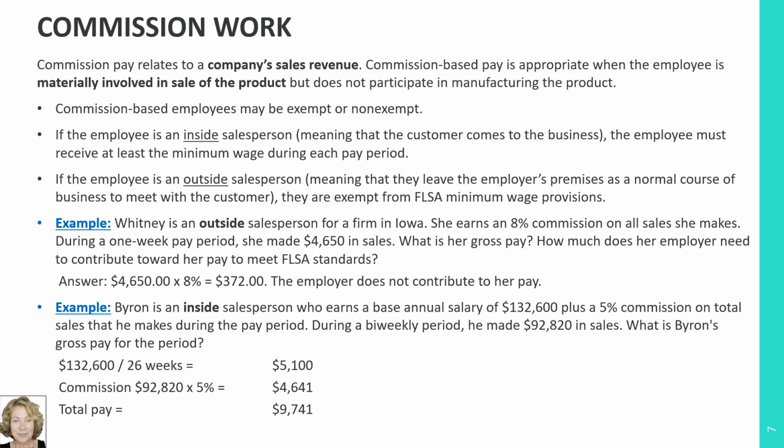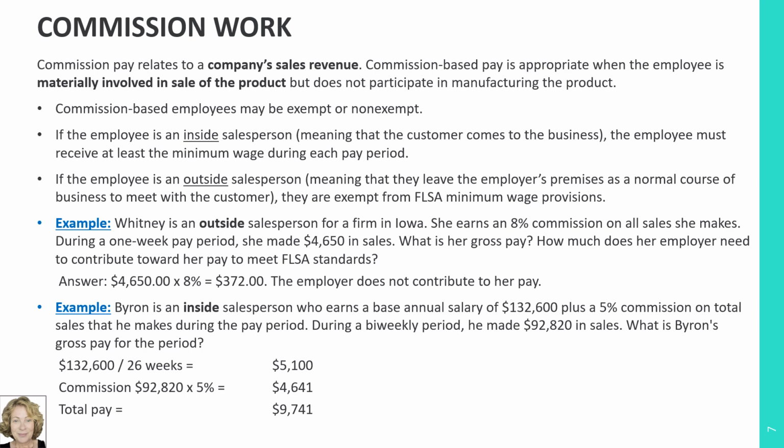Commission-based employees may be exempt or non-exempt, so both can be the case. The employee can be an inside salesperson or an outside salesperson. An inside salesperson means that the customer comes to the business, and then the employee must receive at least the minimum wage during each pay period. An outside salesperson is a person who visits the customer's place of business. They're exempt from the FLSA minimum wage provision.